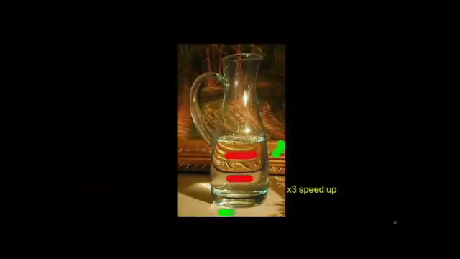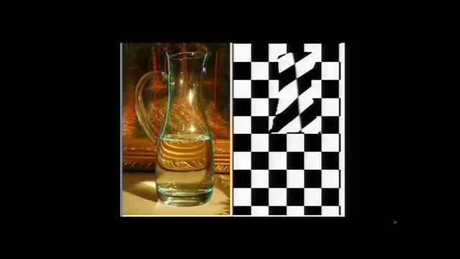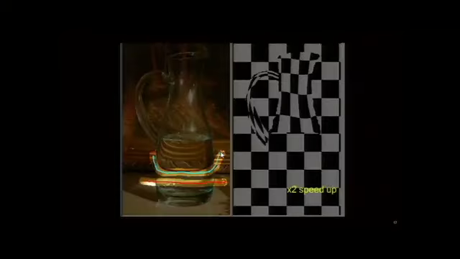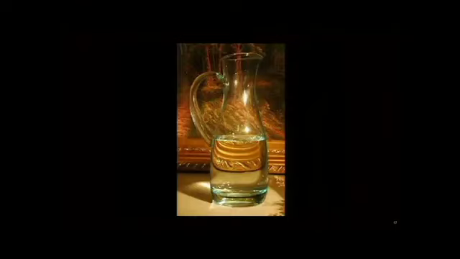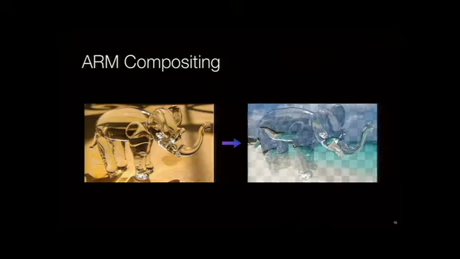To extract beta, the user marks up similar texture regions inside and outside the object. To extract the refractive deformation G, we can follow the foreground shape of the object by the foreground cue, or you can use the background cue by following the deformed background texture. After extracting the model, we can composite the transparent object onto a new background.